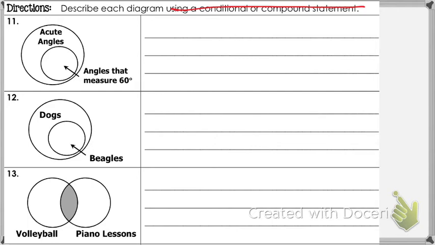So this one, I would say that, well, the angles that measure 60 degrees are inside of acute angles. All angles that are 60 degrees are acute. I would say that that accurately describes it. And if you wanted, you could even draw the Venn diagram from my written description there. And you should get the exact diagram that's to the left.